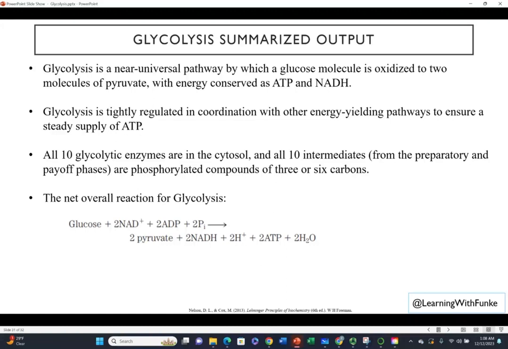And lastly, for the net overall reaction for glycolysis, like I said, you start with glucose and you end with 2 molecules of pyruvate, 2 molecules of NADH, and 2 net ATP. You produce 4 total ATP, but because you invested 2 ATP molecules in your preparatory phase and you get 4 total ATP in your payoff phase, the net is 2, right? That's why the overall reaction, which is also important to know, gives you 2 NADHs and 2 net ATP.